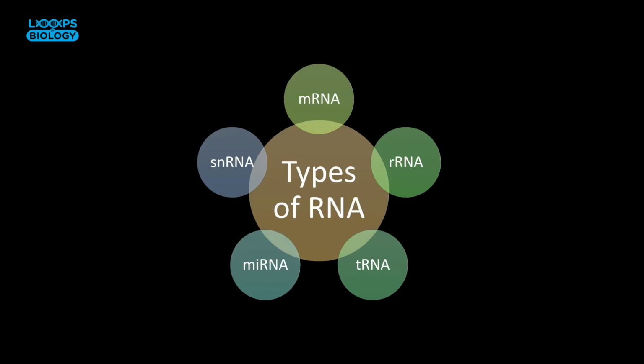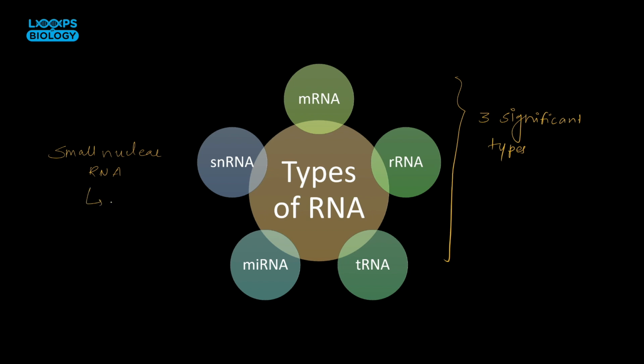So what are the types of RNA? There is mRNA, rRNA, tRNA, the 3 significant types which you have to study. And there are 2 more: snRNA, that is small nuclear RNA, which silences the expression of genes. That means whenever the gene has to give a product, that product should not come out when I use snRNA. And there is miRNA.